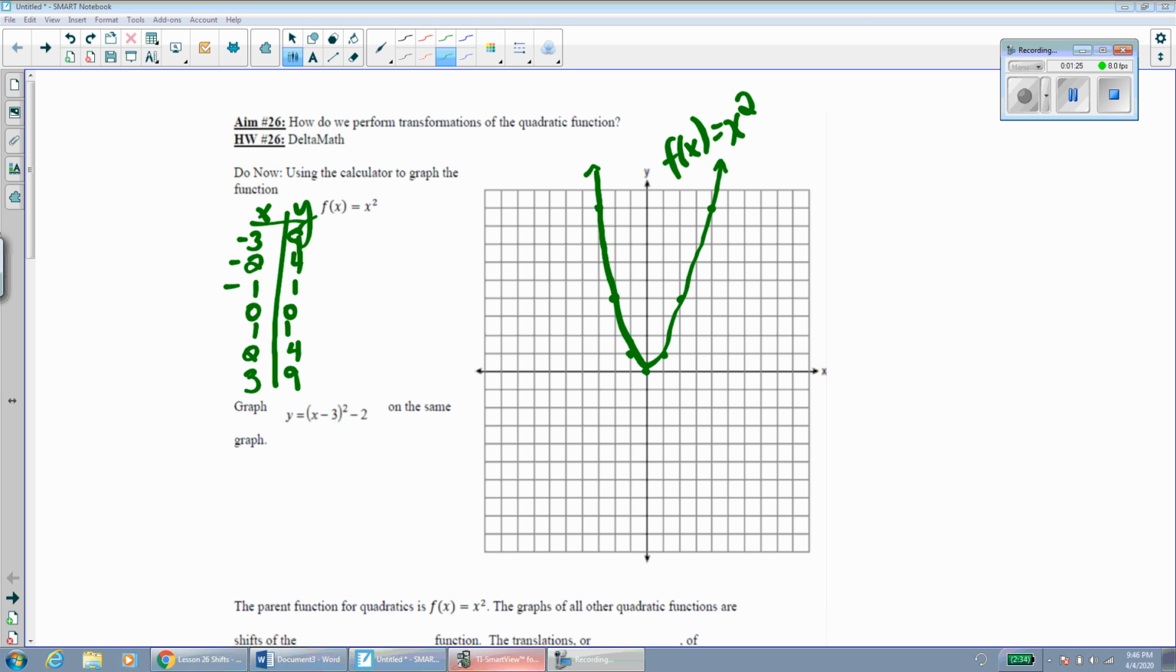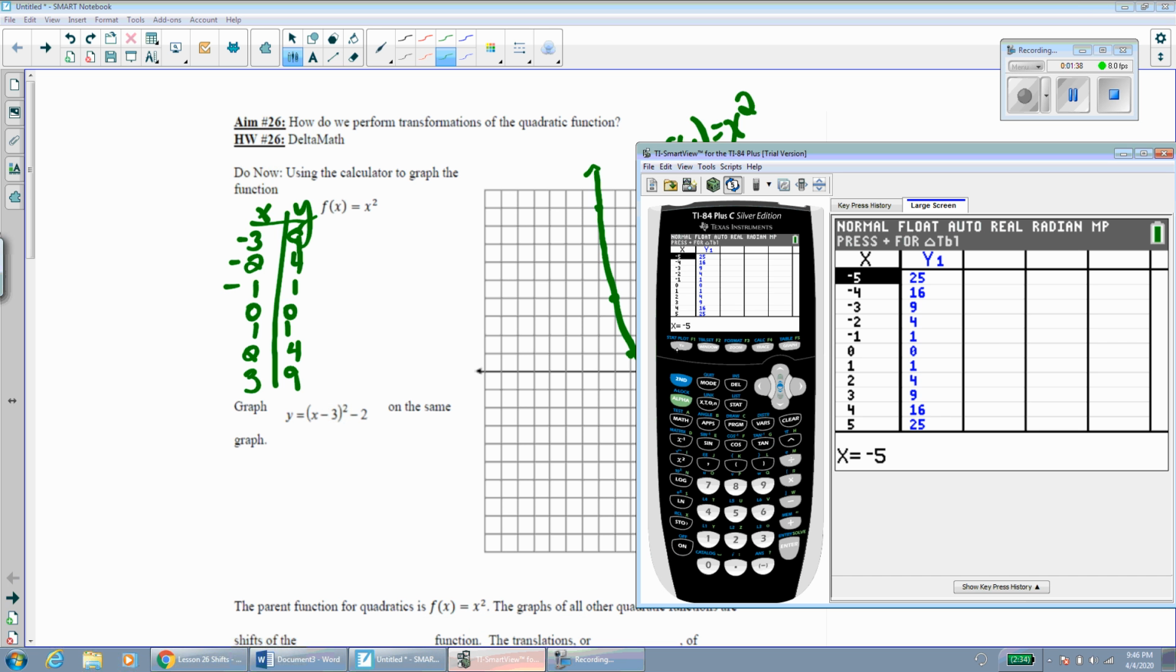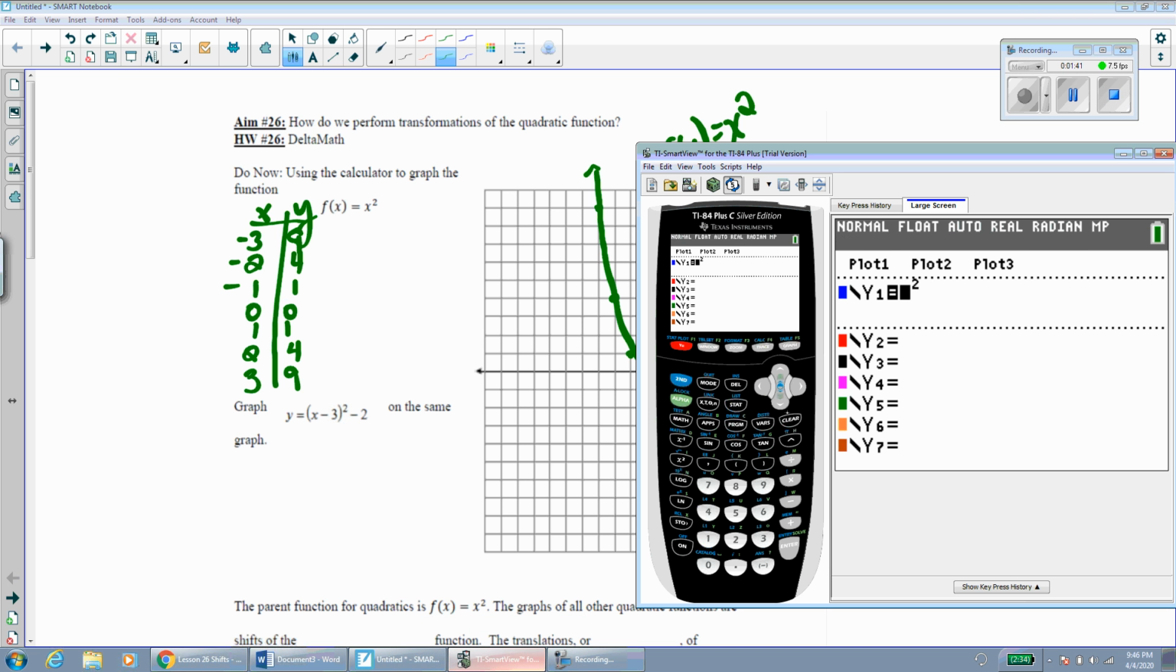So now I'm going to use my calculator again to graph y is equal to (x minus 3) squared minus 2 on that same set of axes. So I'm going to go to my calculator. To go to my y equals, I'm going to clear out what I have. I'm going to put in exactly as I see it: open parenthesis x minus 3 close parentheses squared minus 2.